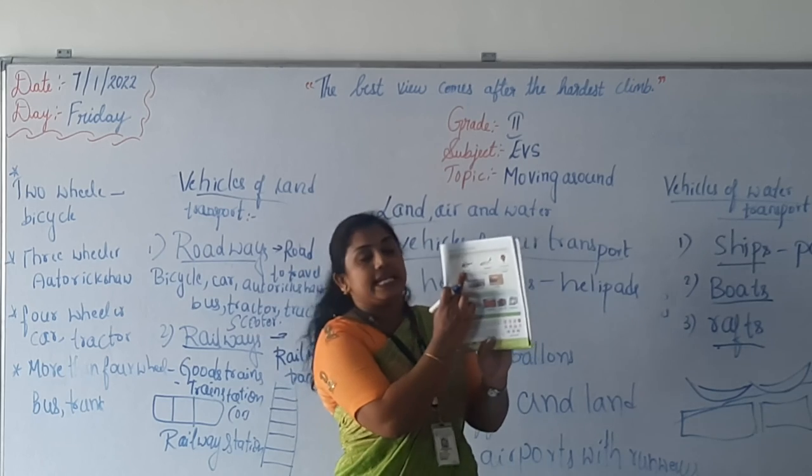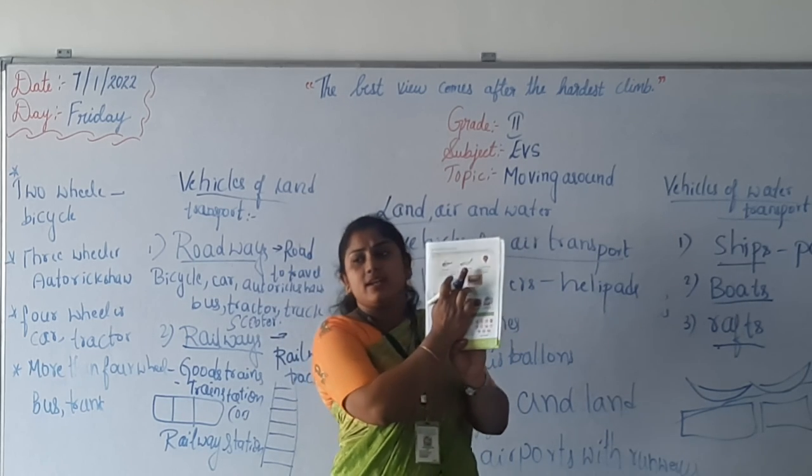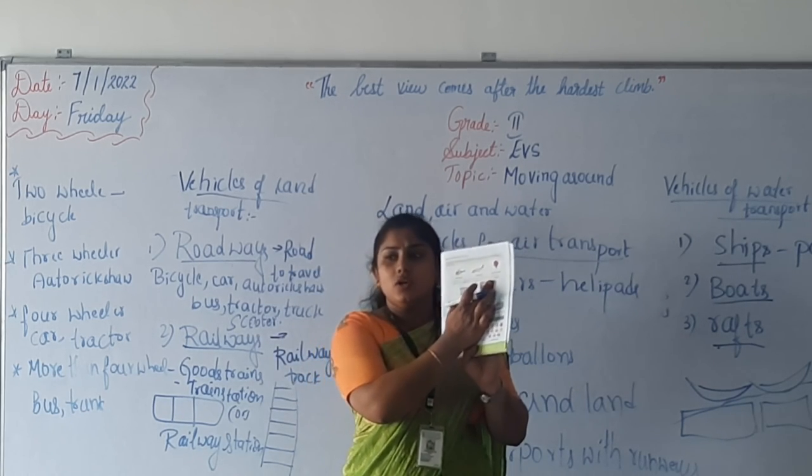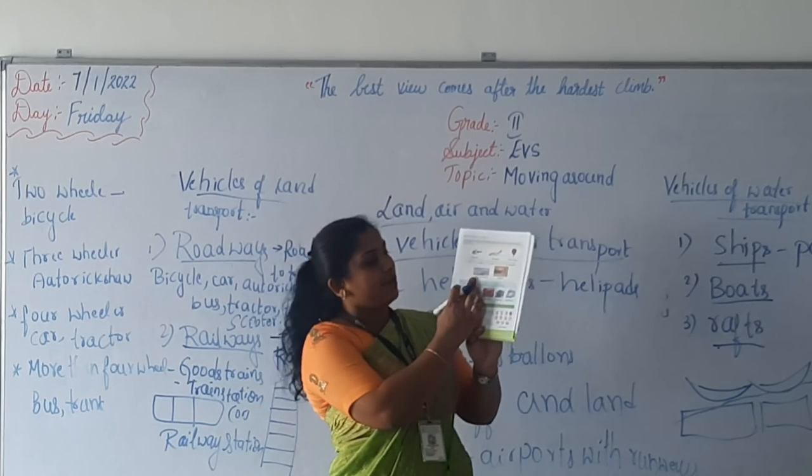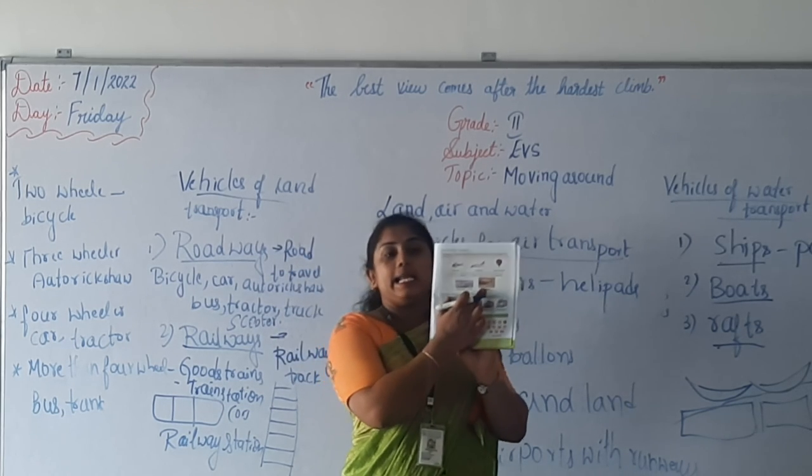See here, this is a helicopter, this is an aeroplane, this is a hot air balloon, this is the airport with runways, and this is the helipad. Understood?